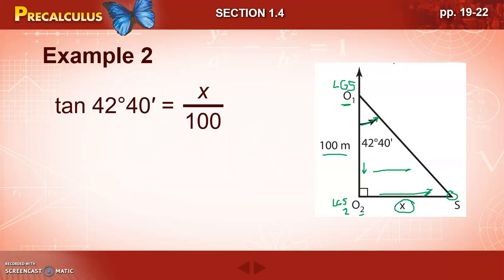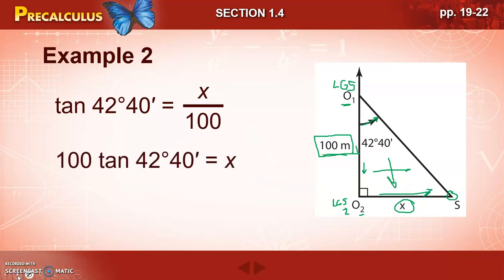We know that tangent is opposite over adjacent. We have our adjacent, that's the 100 meters. So we're going to use the tangent of 42 degrees 40 minutes. x is our opposite over our adjacent, 100 meters. We're going to solve for x using algebraic steps and our calculator for that 42 degrees 40 minutes. And we find out that x is approximately 92.2 meters.